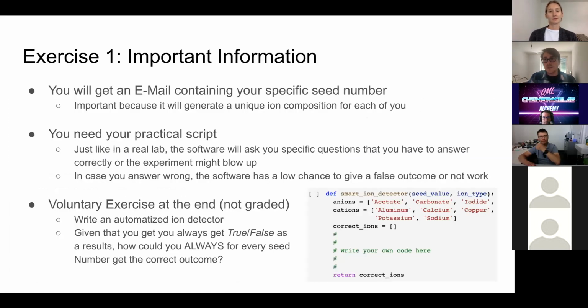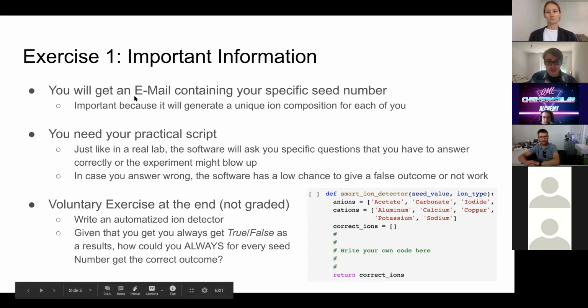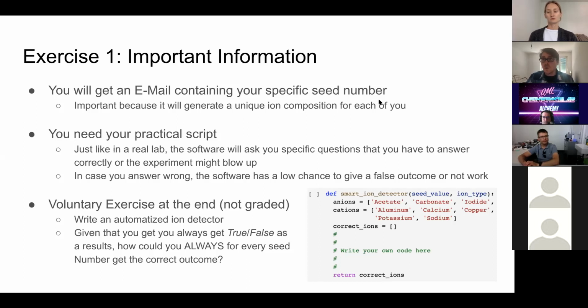So to summarize some important information. After this call, you all will get an email containing your specific seed number. Once the email is sent, please check if you all have a seed number. In case you're not on the list or something else happened, just contact us either on Slack or per email. The seed number is really important because it will generate a unique ion composition for each of you, and we have everything saved on our servers. So just make sure you use this number.